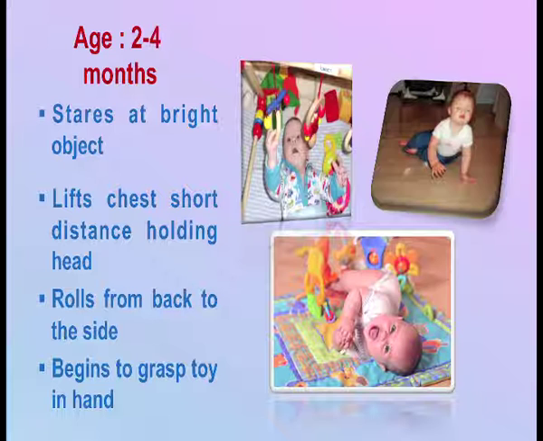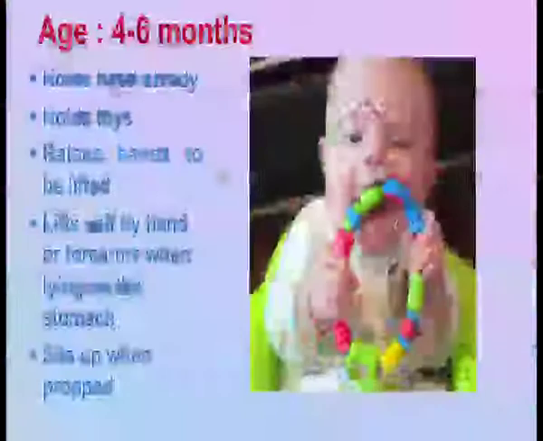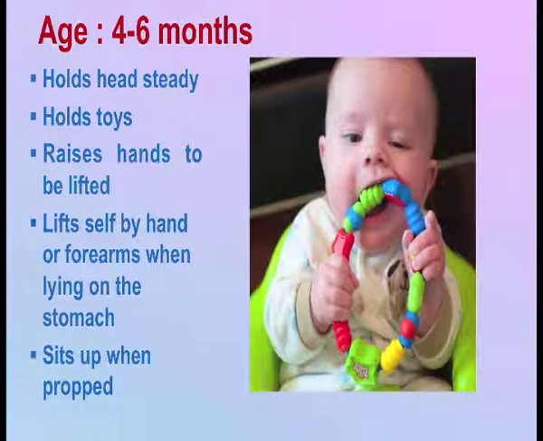So you will see in the picture also the child is trying his or her level best to perform different activities. Now look at ages 4 to 6 months. You will see more mature development than the previous stage which I discussed with you. He or she is able to hold head steady, holds toys, raises hands to be lifted, lifts self by hands or forearms when lying on the stomach and sits up when propped.